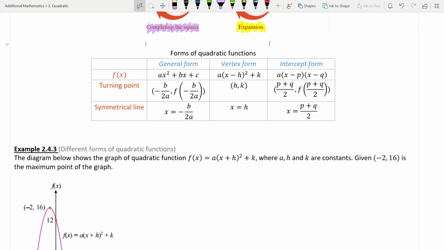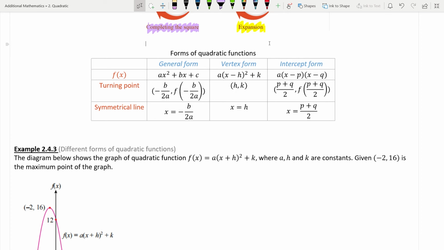For the vertex form, the function is written as a(x - h)² + k. The turning point is (h, k), and the symmetrical line is x = h. For intercept form, the function f is written as a(x - p)(x - q), where the x value for the turning point is (p + q)/2, and the y value is the result of the function of (p + q)/2. The symmetrical line is the x value of our turning point, (p + q)/2.